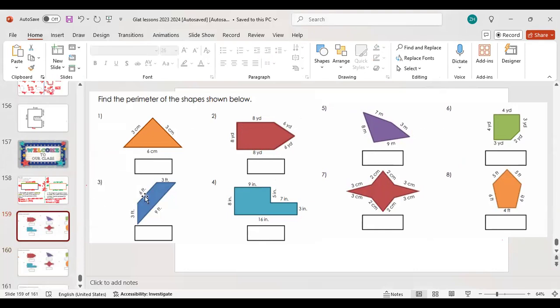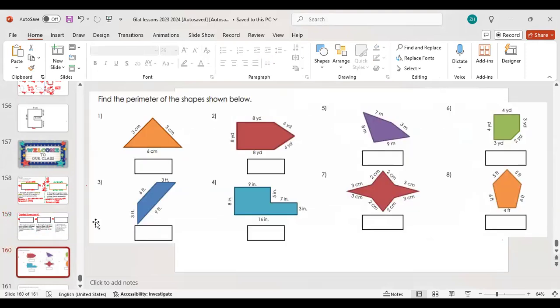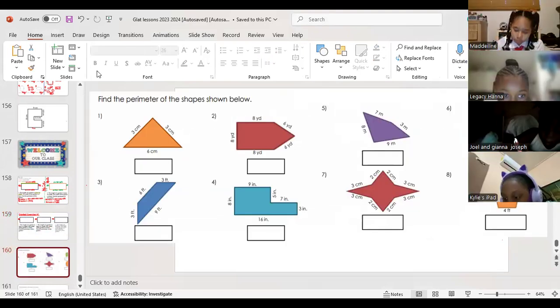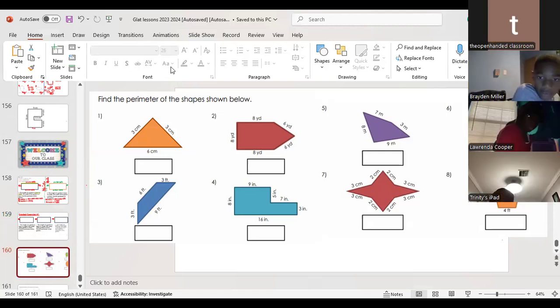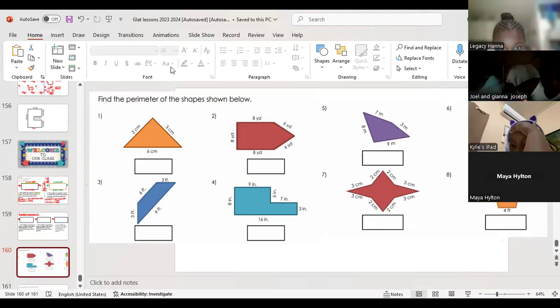I have to go to my brother's house to do my class, so I have to search Wi-Fi real quick. No problem. Madeline, you say you're number 5 or 6? I'm on number 6 now. Okay.